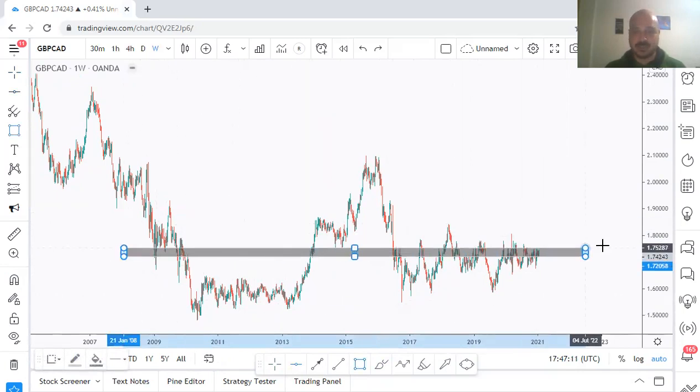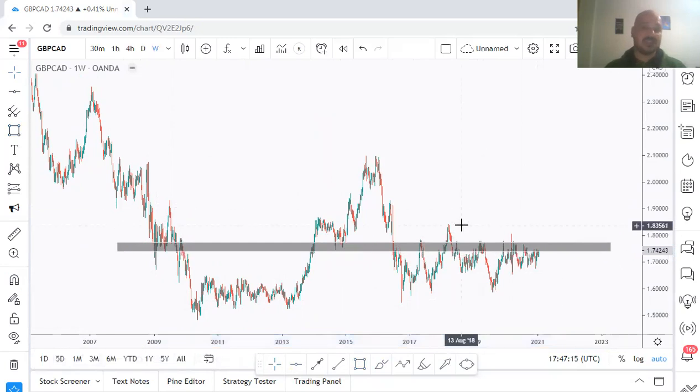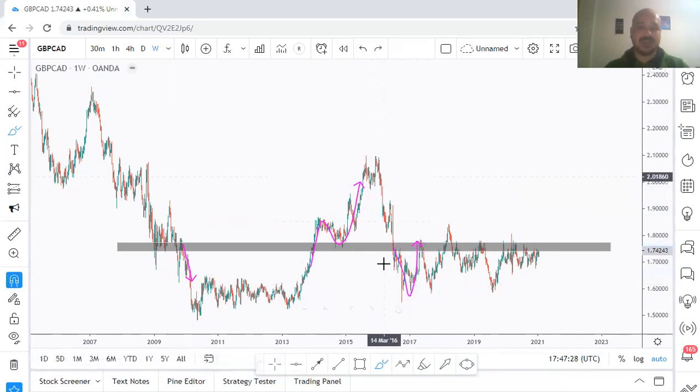For example, here's a very obvious one. We can see that we have a very strong support and resistance here. And the reason why I'm calling it support and resistance is because here it's acting as resistance. Here price broke it upward, acting as support. Here it broke it downward, acting as resistance, right? That's why we call it support and resistance.